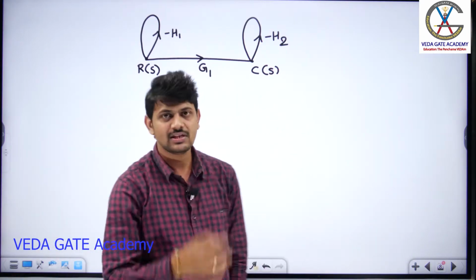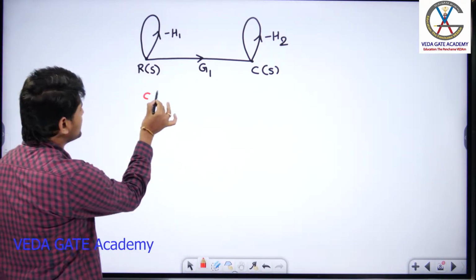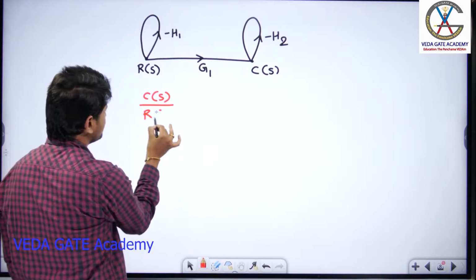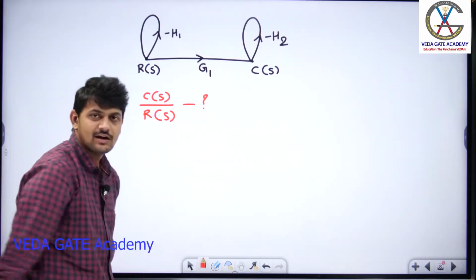What they have done is they have given this signal flow graph and ask you to simply determine the ratio of C of S by R of S. Ask you to simply determine what? C of S by R of S.